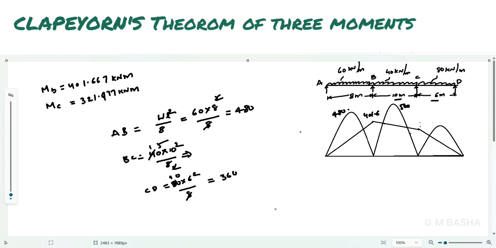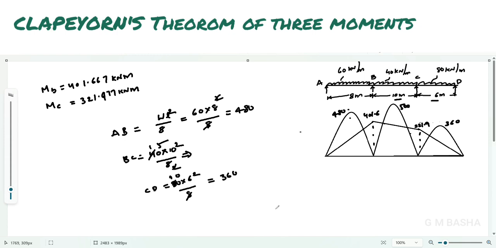So take down that one also. This one will be 360. And what about this one? 321.9. Okay, so this is the way we can draw the bending moment diagram, both free and fixed bending moment diagram.